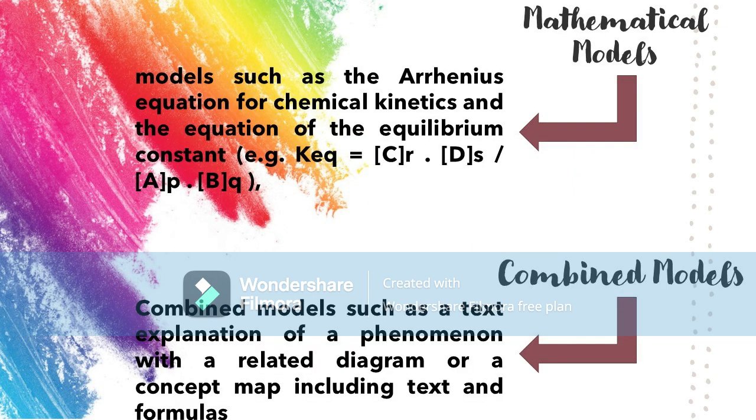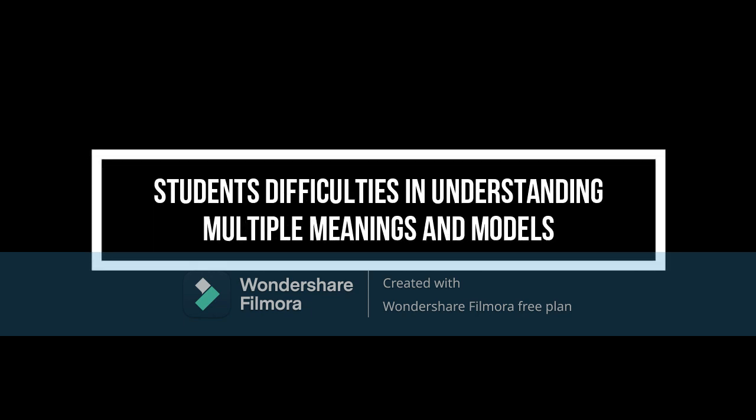Mathematical models are models such as the Arrhenius equation for chemical kinetics and the equation of the equilibrium constant. Combined models are such as a text explanation of a phenomenon with a related diagram or a concept map including text and formulas. Multiple meanings and models are not easy to understand for many school students. Let's determine the students' difficulties in understanding multiple meanings and models.